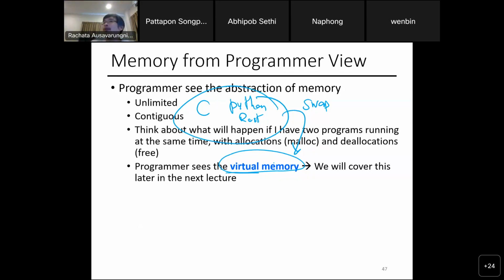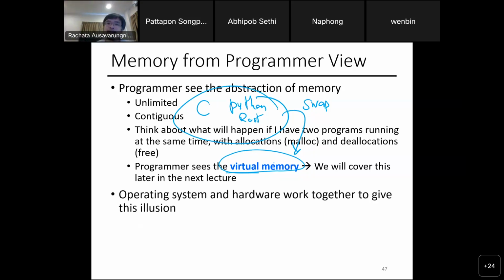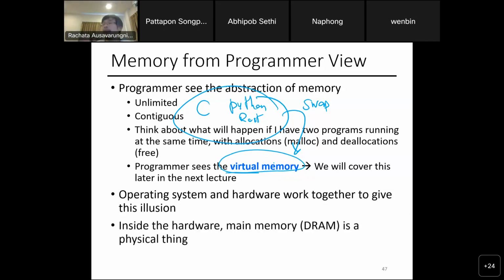Again, today I just want to motivate why you need to learn these things. So the OS and the hardware work together to give us this illusion, and to give you segfault when you do something dangerous on your machine. Inside the hardware, keep this particular image in mind. Your DRAM is a physical thing. It has a certain address, a certain location to store the electrical charge, but somehow your program can find that, right?